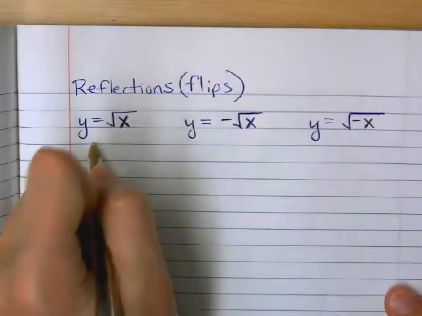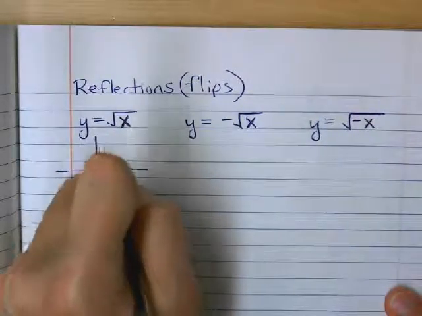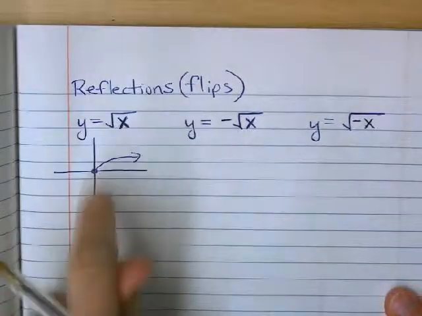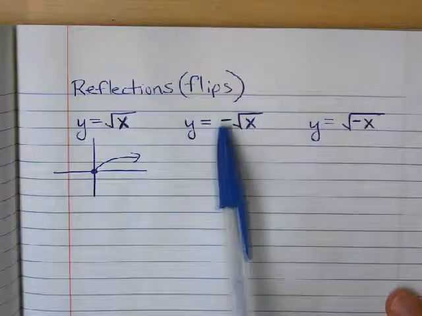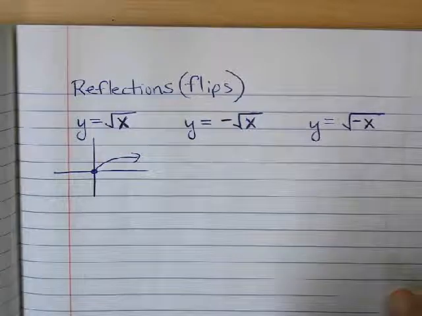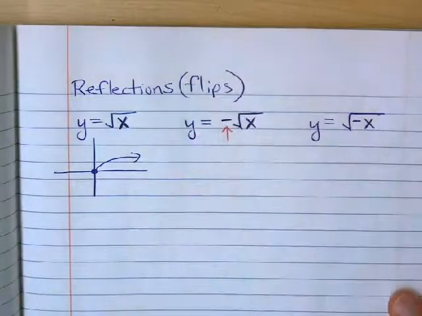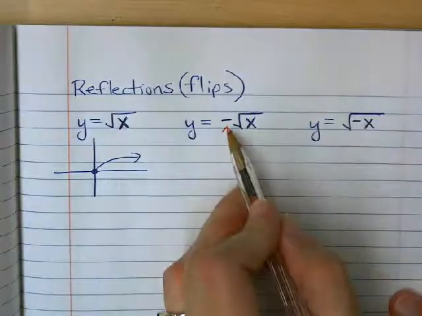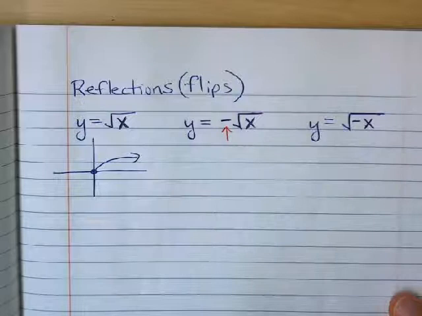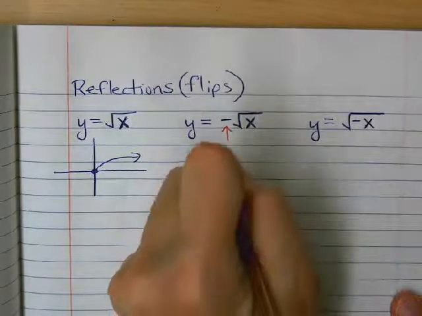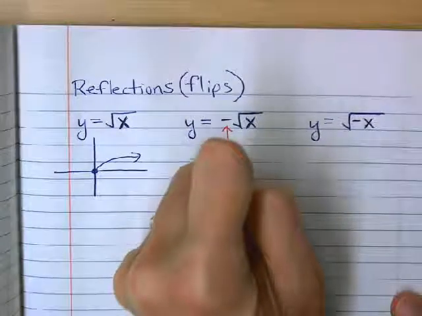So the first graph is just the normal square root graph. It looks like that. That's just the normal one. So what would happen if they put a negative in the front of the problem? Yeah, it depends on if it reflects over the x-axis or the y-axis. That's right. Good job. So if it has a negative in front, that's a reflection or a flip.